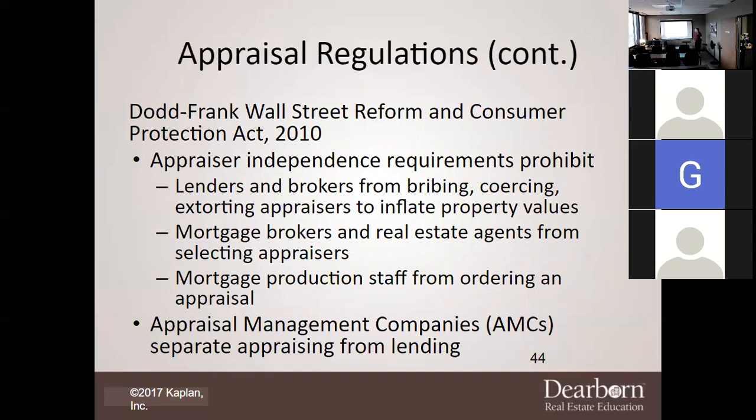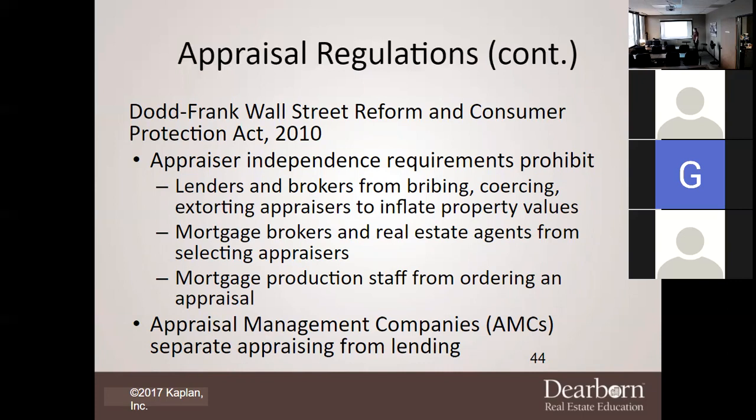They prohibit lenders and brokers from bribing, coercing, or extorting appraisers to inflate property values. So in this situation, us as lenders and brokers cannot contact the appraiser to try to get the appraiser to push up value. Okay, we cannot do that. The mortgage brokers and real estate agents also cannot select the appraisers, because the fact of the matter is if I get to select, I'm going to get the ones that are going to do what? Give me what I want. Okay.